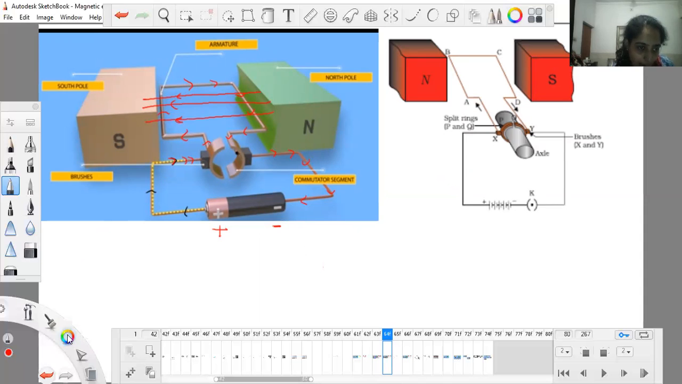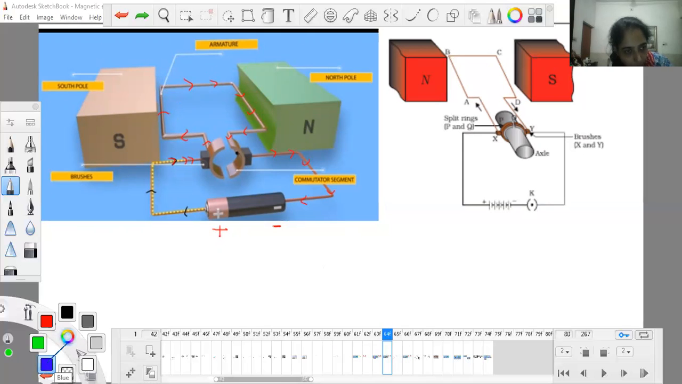Okay, and this is the direction of current. So I can draw this with black, so it will be easy for you, or with green. So I'm drawing green lines as the direction of magnetic field, or I should use blue, so it will be easy for you to see this. Okay, so this is the direction of magnetic field lines, and this is the direction of current.